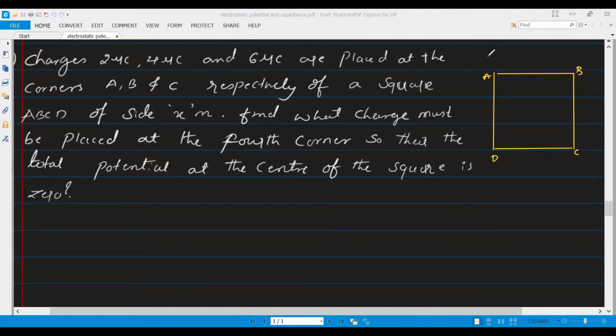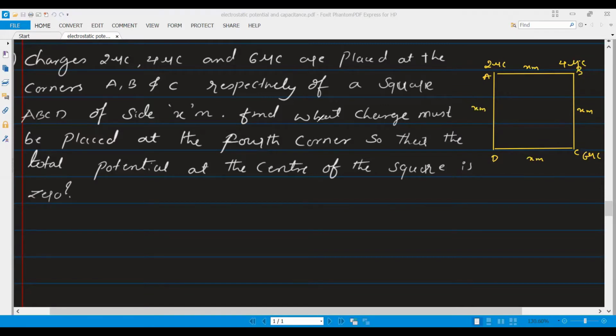2 microcoulomb is at A, so here the charge is 2 microcoulomb. 4 microcoulomb is at B, and at C this is 6 microcoulomb. These are placed at the corners A, B, C respectively of a square ABCD of side x meter. So the distance is x meter. So this is the side x meter. Everywhere this will be x meter.